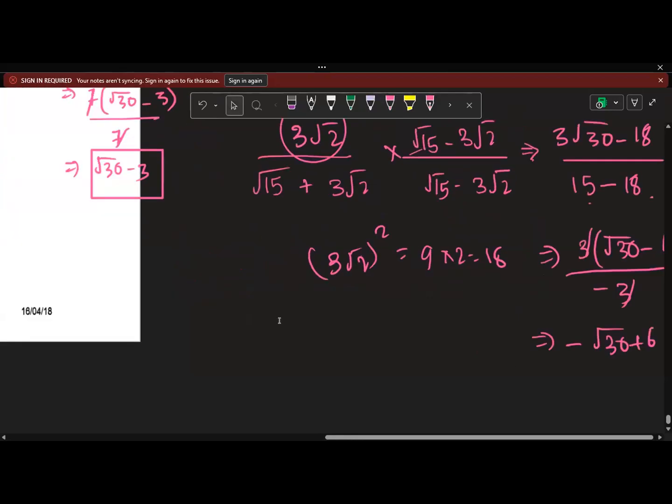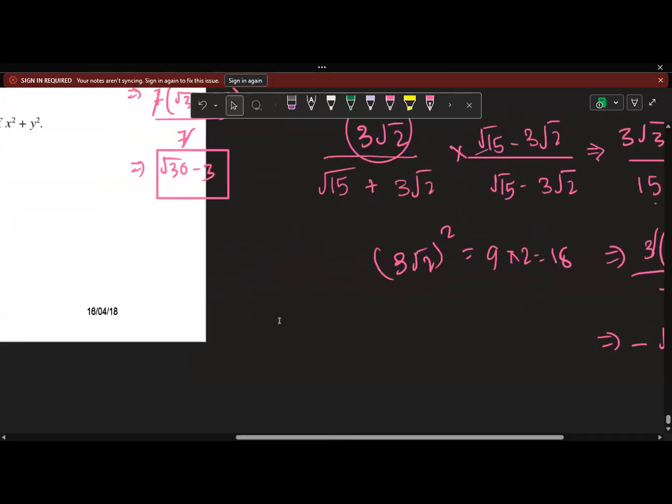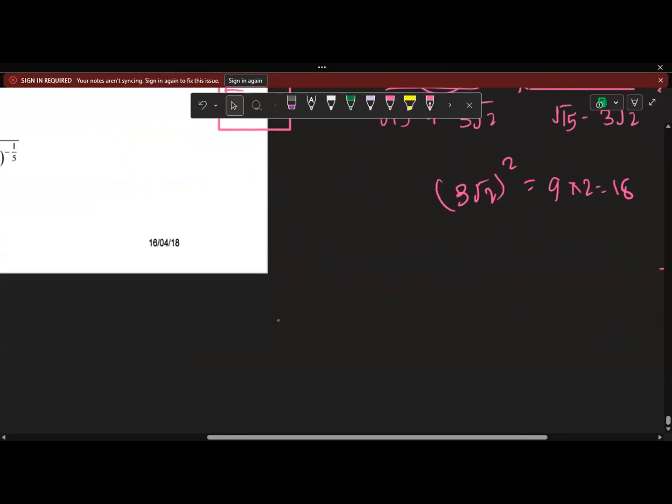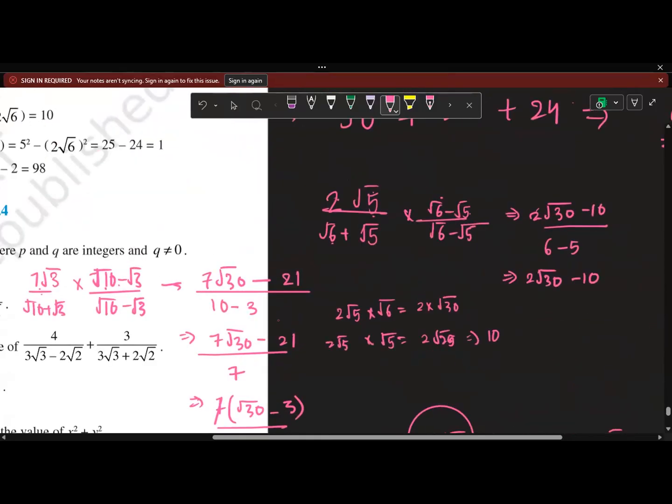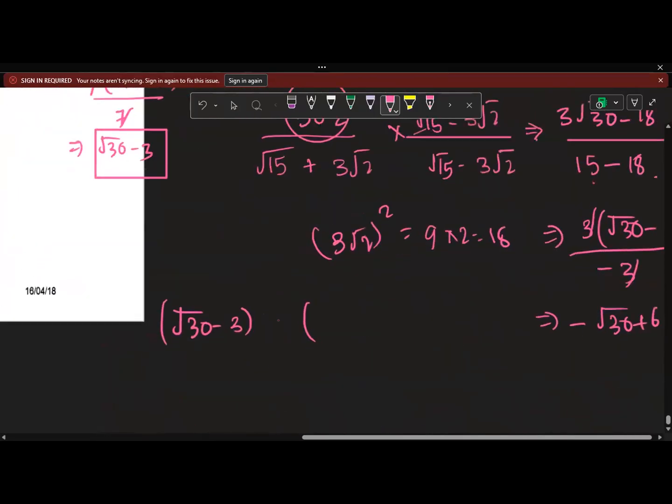So now children, we will just combine the first part, second part and the third part. So the first part is root 30 minus 3. Then the second part is 2 root 30 minus 10.